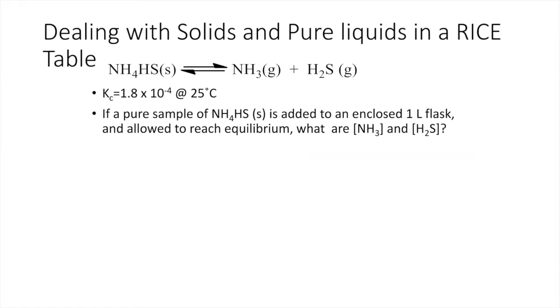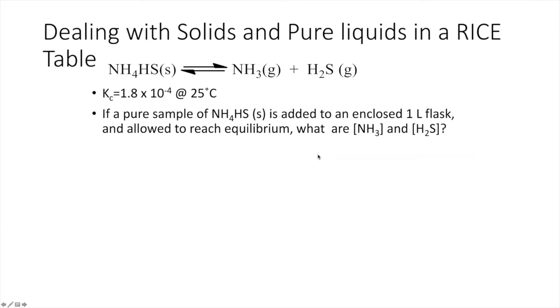or a pure liquid in a RICE table. You're going to see this quite a bit in the rest of the course, so I want to set it up today in this lesson. So, dealing with solids and pure liquids in a RICE table. In this case, we have this reaction with the solid, and it just decomposes in a reversible way to give you ammonia gas and H2S gas, and we have an equilibrium constant for this reversible reaction.